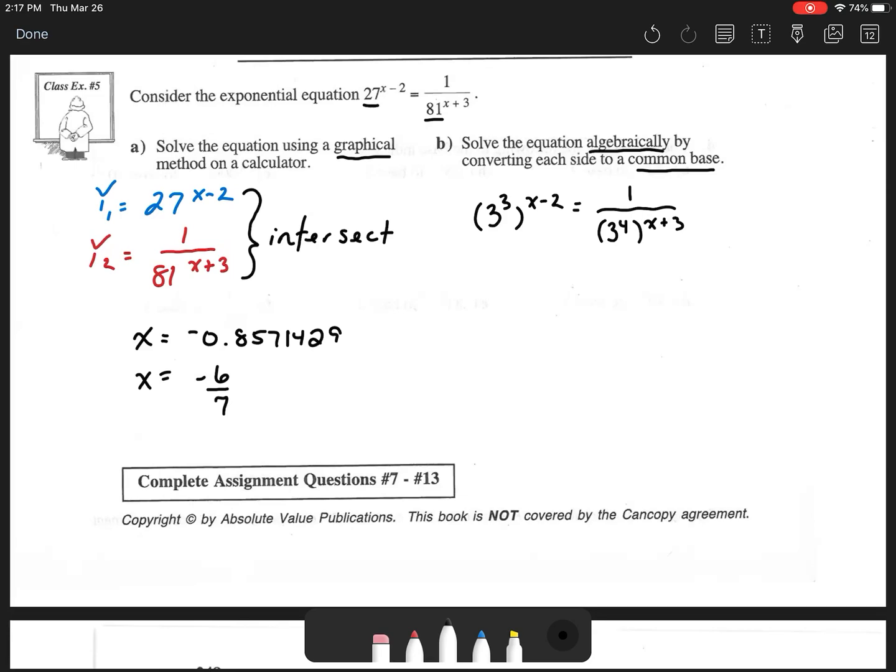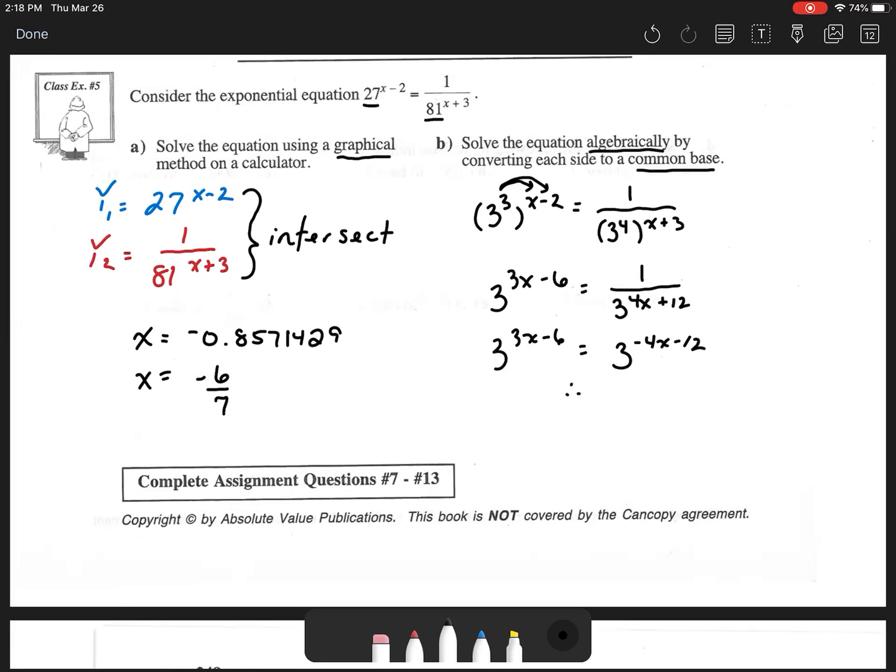Simplifying each side of the equation, on the left-hand side, I'm going to have 3 to the exponent of 3x minus 6. Remember, that comes from 3 times x, the 3x, and 3 times negative 2, which is the negative 6. Similar idea on the right-hand side, but it's in the denominator. So this is going to be 3 to the exponent of 4x plus 12. Now I want to bring that expression on the right-hand side up to the numerator. So when I do that, the exponent has to become negative. In order to do that, I have to multiply both terms, because it's a binomial, by negative 1. So negative 4x minus 12.